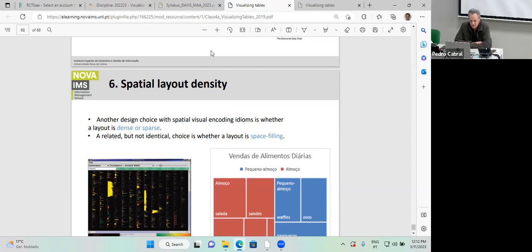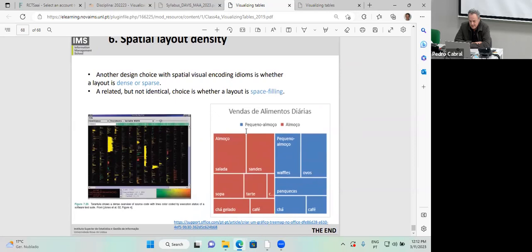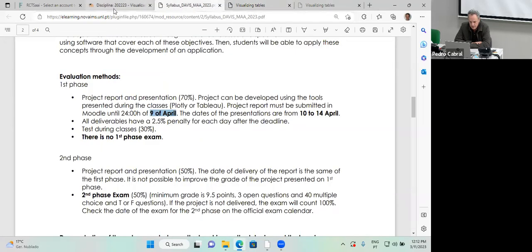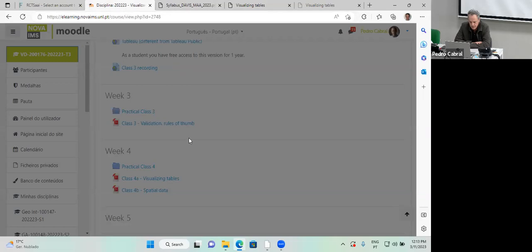I was just talking about the level of complexity. Of course, we'll try to give more points to more complex solutions, but never losing from sight the objective, which is to deliver the message in a very effective way. Okay. So next class, I will talk about spatial data.